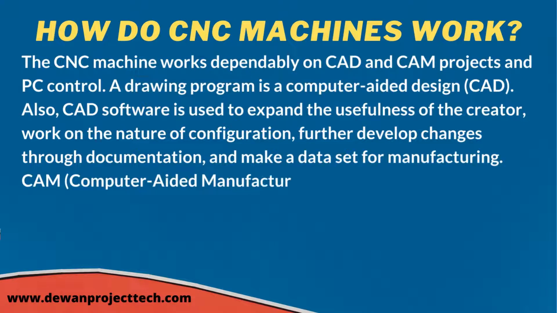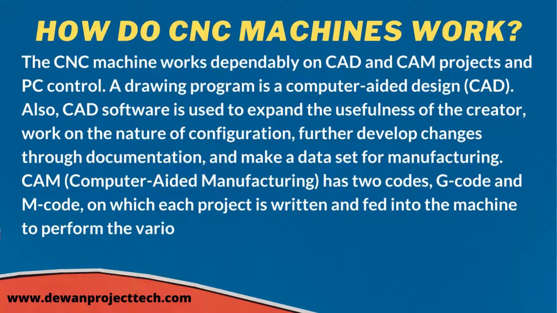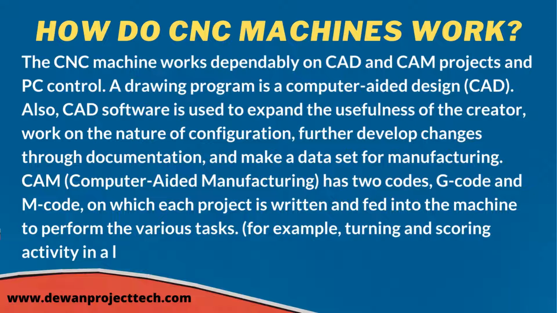CAM, computer-aided manufacturing, has two codes, G code and M code, on which each project is written and fed into the machine to perform the various tasks. For example, turning and scoring activity in a lathe machine.